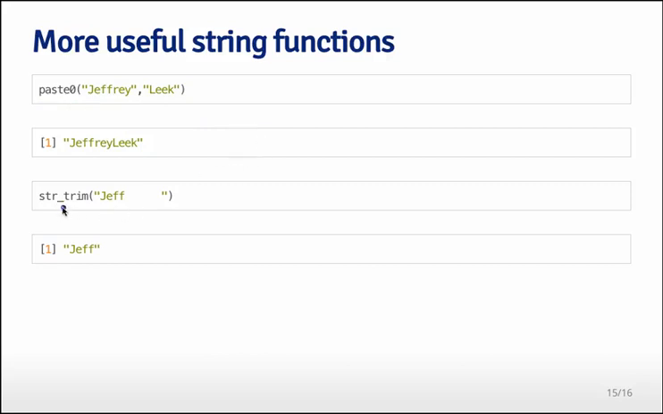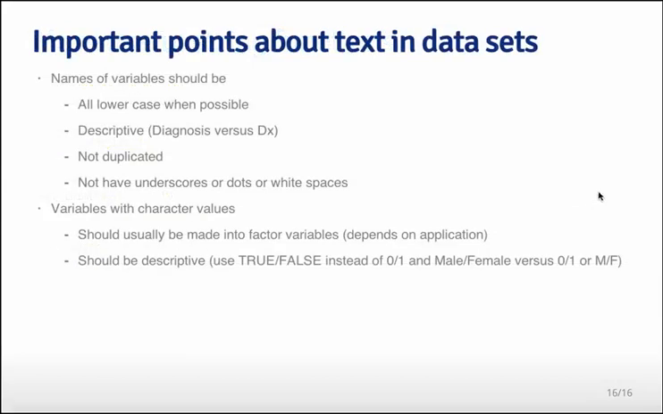In the stringr package, there's a very nice function called str_trim. And what it'll do is it'll trim off any excess space that appears at the end of a string. So you get a nice string without excess space at the beginning or the end.